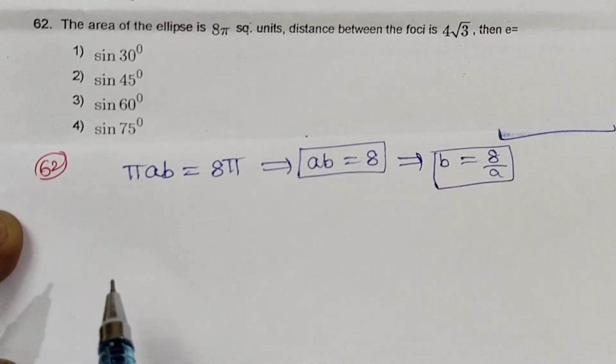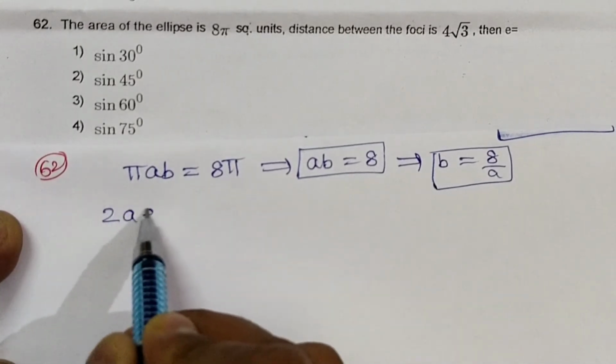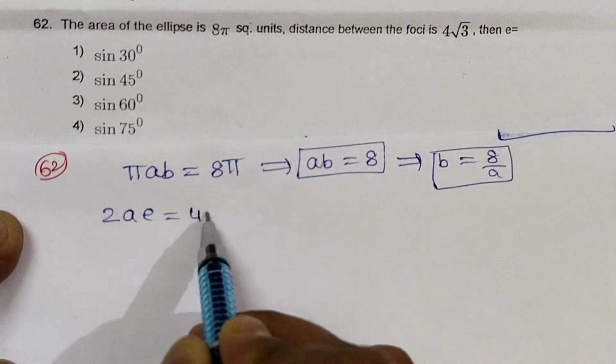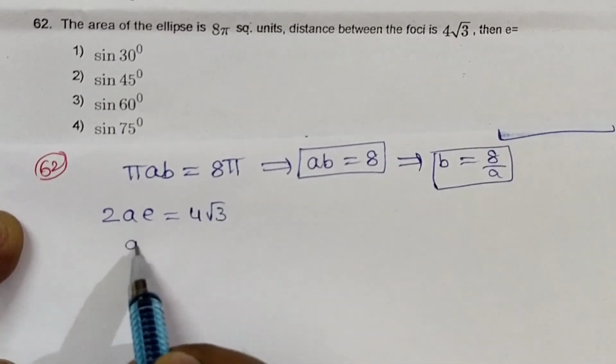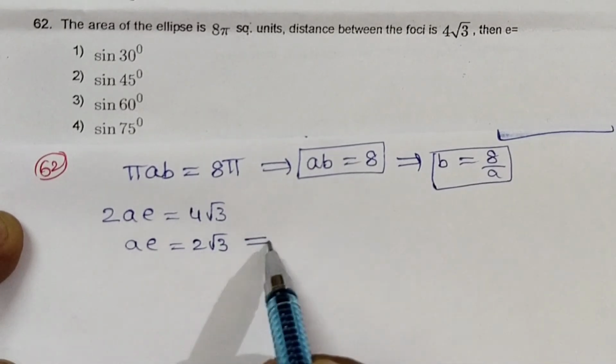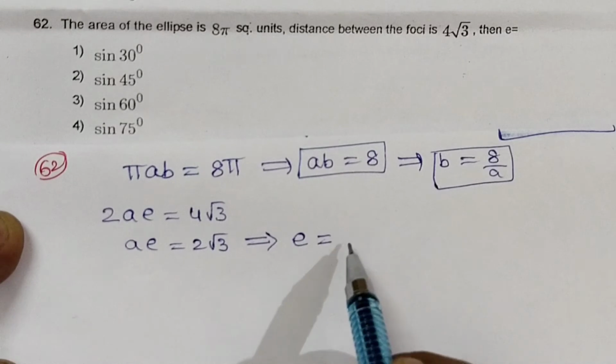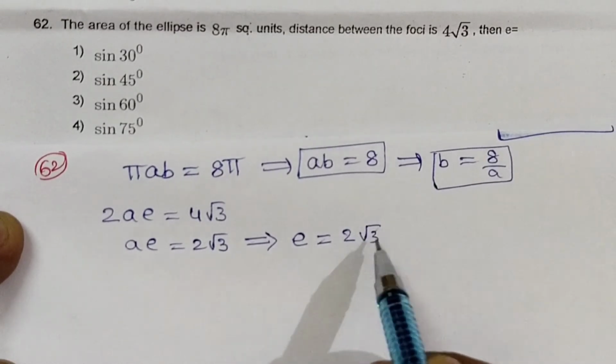Next, one more piece of information is given: the distance between foci is 4 root 3. So 2AE is equal to 4 root 3. Therefore AE is equal to 2 root 3. That implies, making E the subject, E is equal to 2 root 3 divided by A.